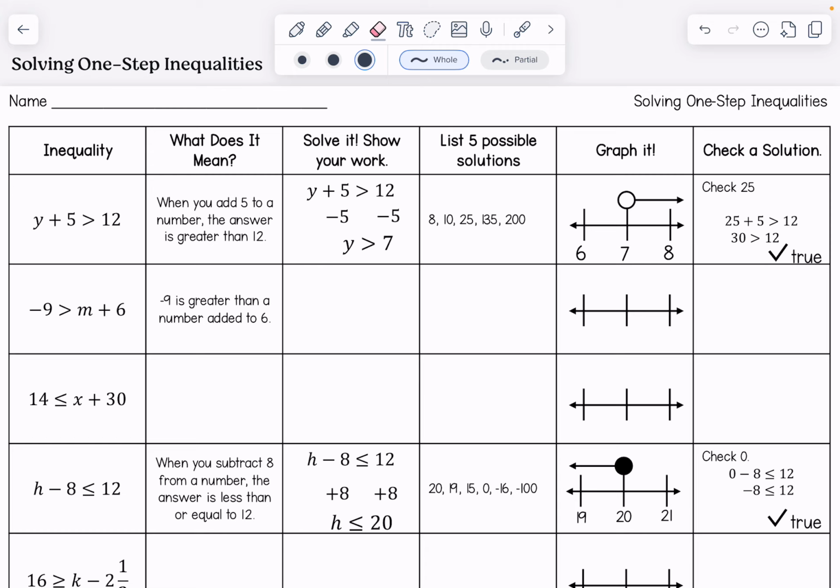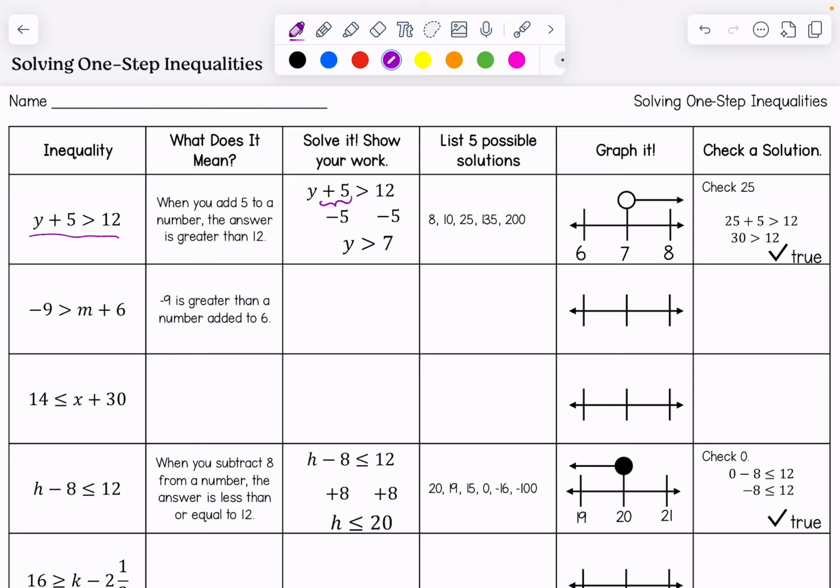If we look at this first inequality, we have y plus 5 is greater than 12. When we think about what that means, it means when we add 5 to a number, the answer is greater than 12. To figure out what possible numbers y could be, we ask ourselves the same questions we asked when we solved equations. What's happening to the variable? And then how do we undo that?